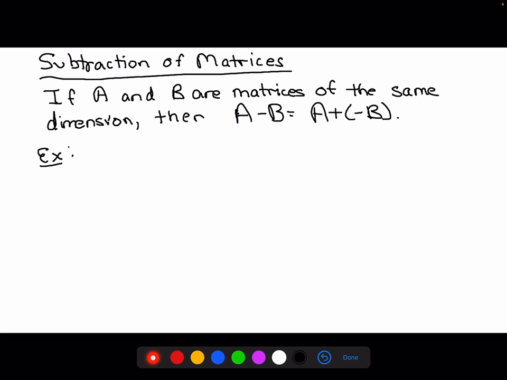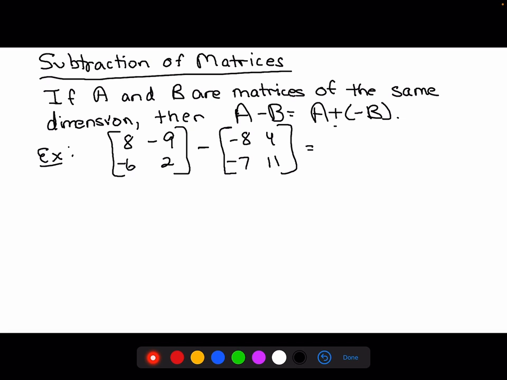Like let's say you have a matrix with 8, -9, -6, 2, and you're trying to subtract the matrix with -8, 4, -7, and 11. Okay, these are both 2 by 2, so we're good there. They have to have the same dimensions. In A sub 1, 1, you have 8 and -8, and you're subtracting those. So 8 minus -8 becomes 8 plus 8, or 16.